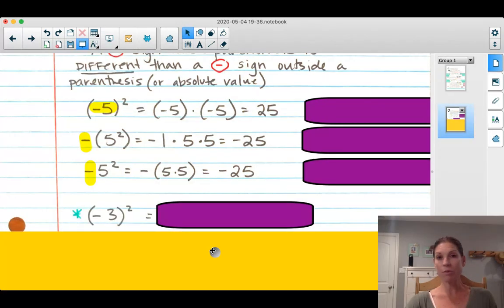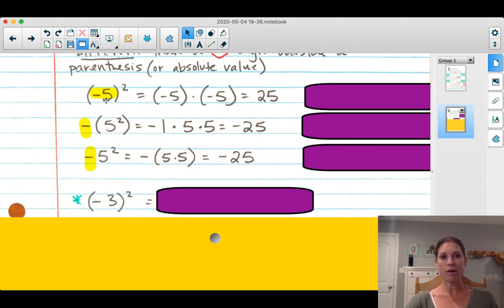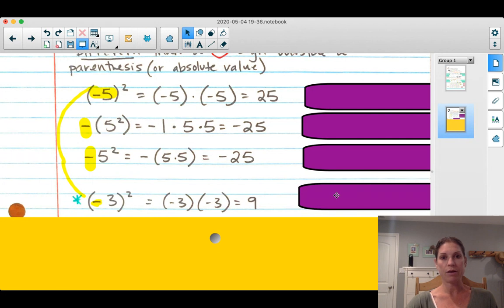A couple more examples you might see here are the same thing. This negative 3 here is kind of like this first one that we looked at up here, right? Because the negative is inside the parentheses, which means that this is negative 3 squared. So we have negative 3 times negative 3. And when you have a negative times a negative, you get a positive 9.